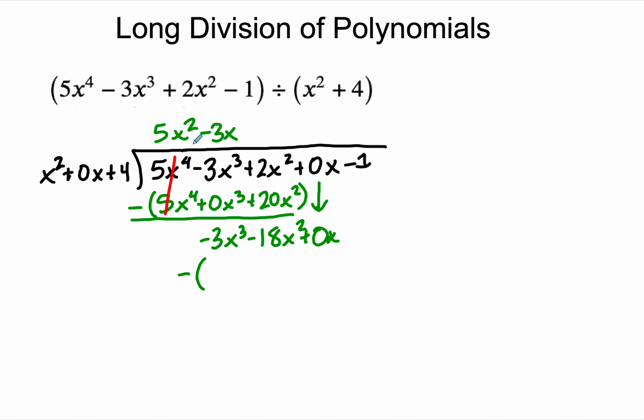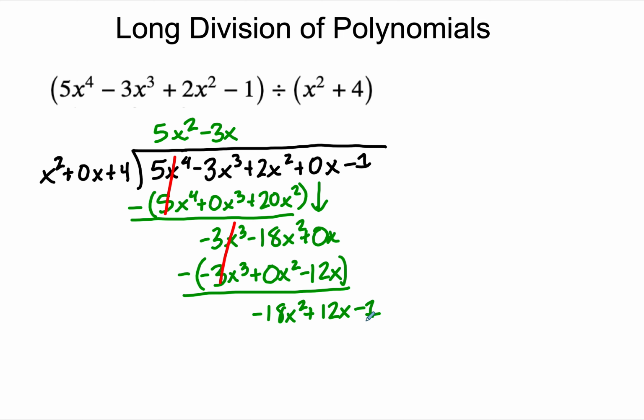Now I'm going to restart this same process. Negative 3x times x squared gives me negative 3x cubed. Negative 3x times 0x is still going to be 0, but I'm going to write plus 0x squared just to keep my place. And then 4 times negative 3x is going to be negative 12x. Now we're going to delete this here because this is going to cancel out. We have negative 18 minus 0, so we'll still have negative 18x squared. And then we're going to have plus 12x, because it's really 0 minus a negative, and minus 1.